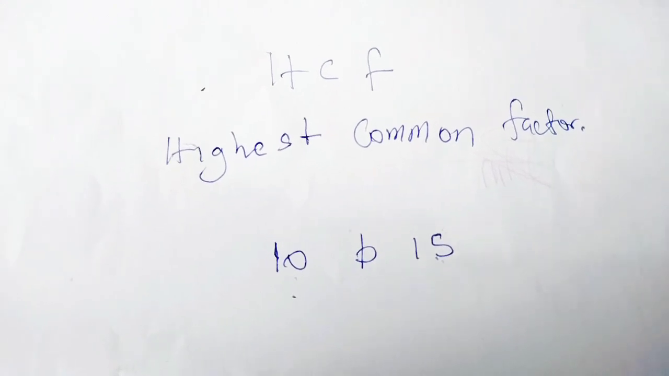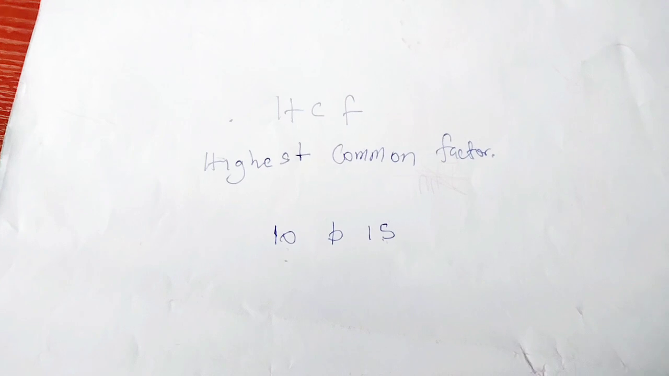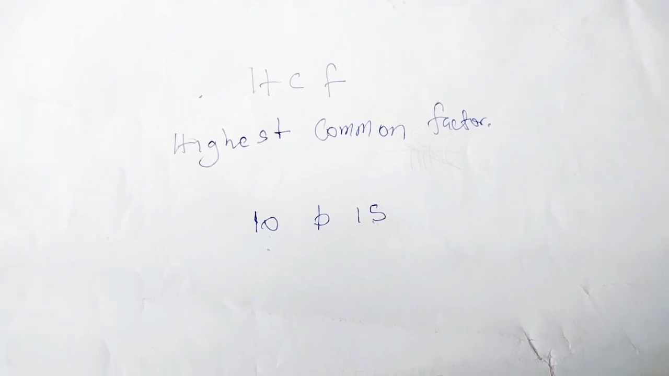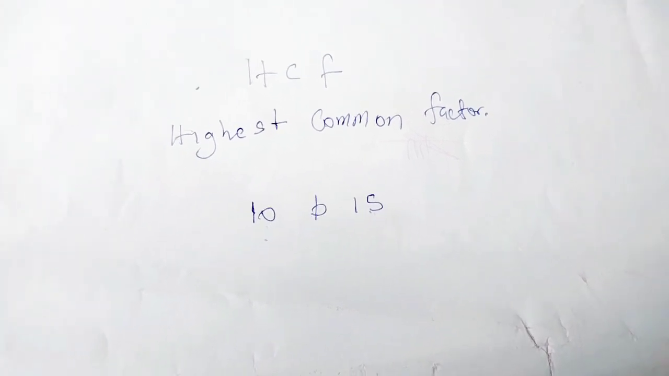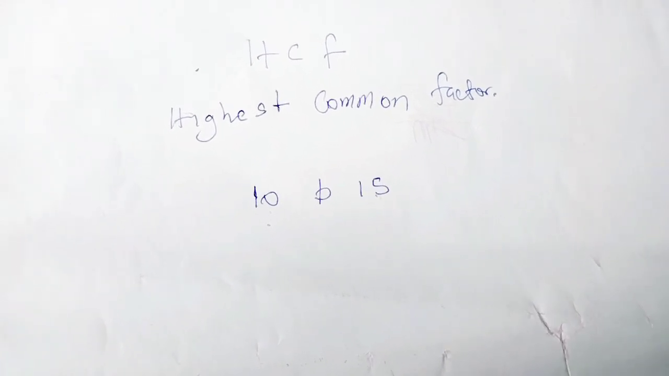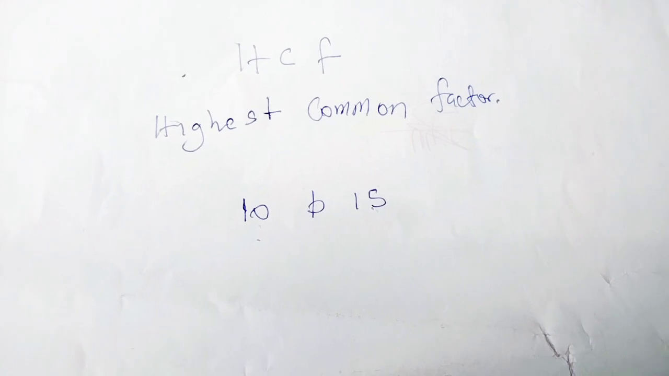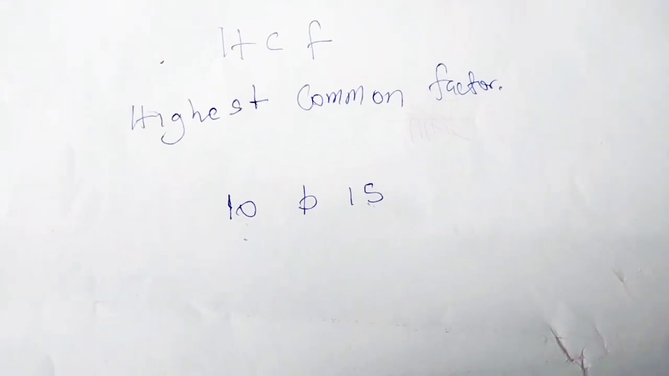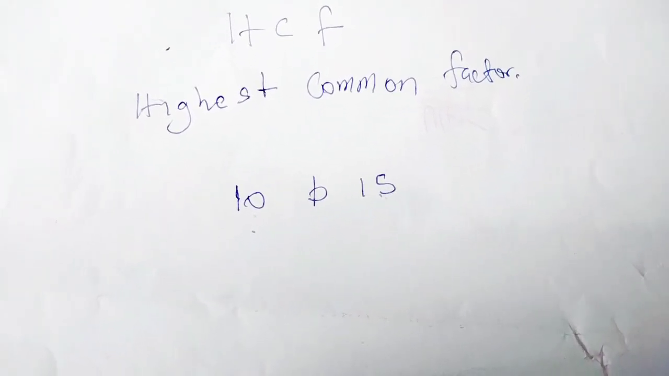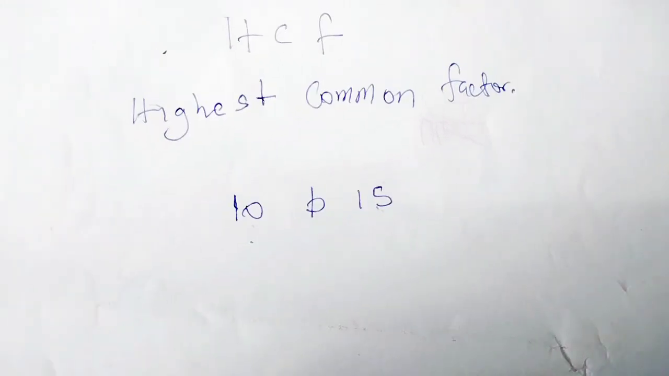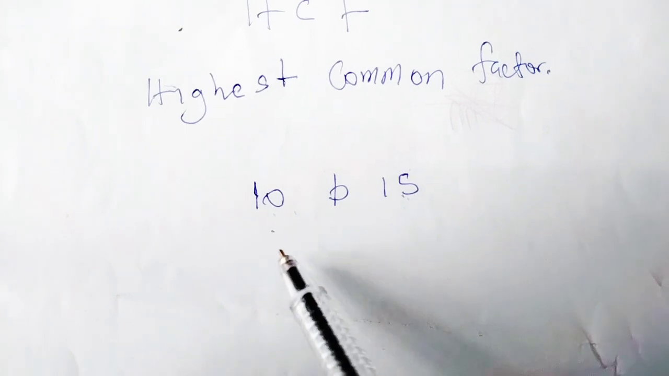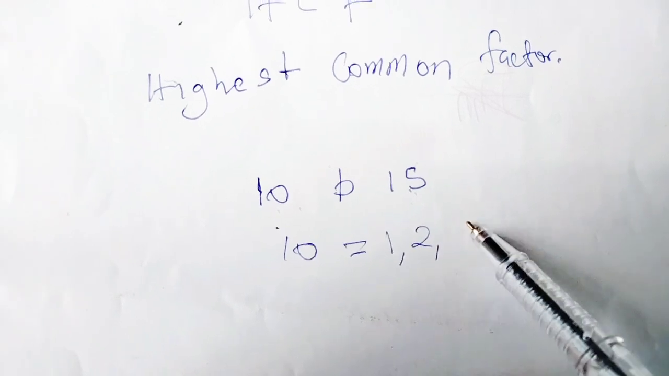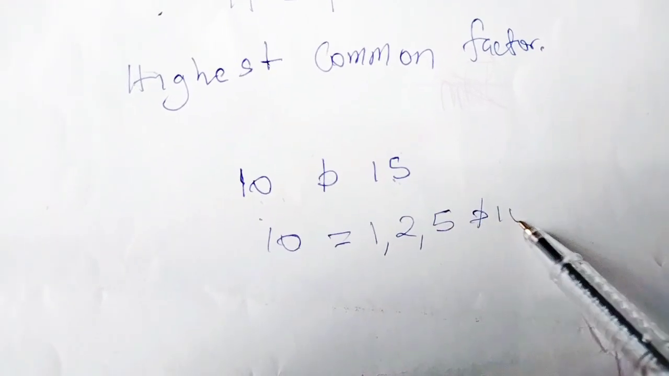So if I have numbers like 10 and 15, and I'm to look for the highest common factor within 10 and 15, I'll have to find the factors that are available in 10 and the factors that are also available in 15. So what are the factors of 10? Remember, factors are numbers that can divide another number without the remainder. Earlier on, we listed the factors of 10: 1, 2, 5, and 10 itself.